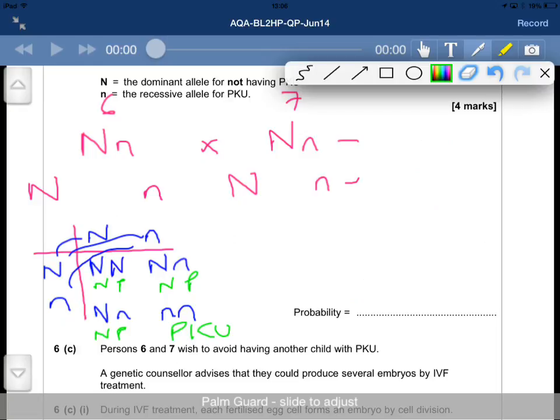You need to say one of these, and this is another brilliant thing about using the mark scheme: look at what you're not allowed as well as what you are. You needed to say 0.25 or 1/4 or 1 in 4 or 25% or 1 to 3. You can't have 3 to 1 or 1 to 4. Remember that this kind of cross, the heterozygous cross, is always a 25% chance, and that's how the board want it written.